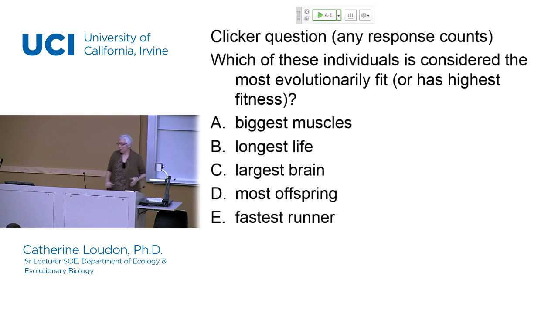Thank you. This, of course, is not to say that having bigger muscles or living longer or being a faster runner wouldn't necessarily be adaptive or lead to higher fitness, but just in this list, this is clearly the best answer, because these other attributes don't necessarily lead to higher fitness, although they might. Ultimately, what matters if one is considering fitness is representation genetically in the subsequent generations. So yes, the most offspring.